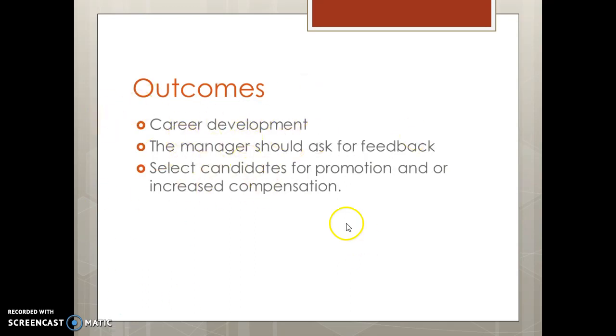Outcomes is a time to discuss career development. Does the staff want to go back to school? Do they want to become certified? Do they want to be involved more on their unit or in the organization? Do they want to be involved in a committee? These are the times to address the issues now. The manager should ask for feedback about the process and how they are as a manager. Now is also the time to select candidates for promotion, and remember, this is a time when usually compensation is provided.